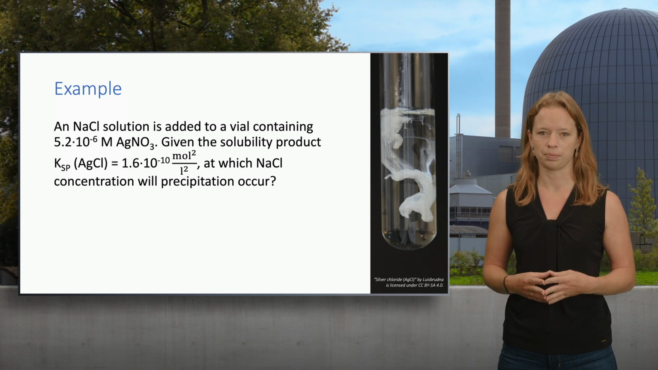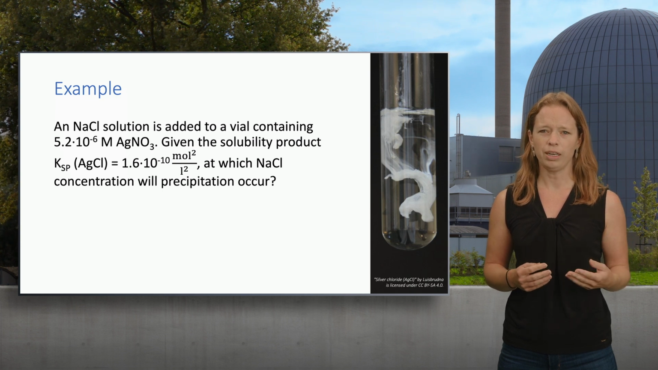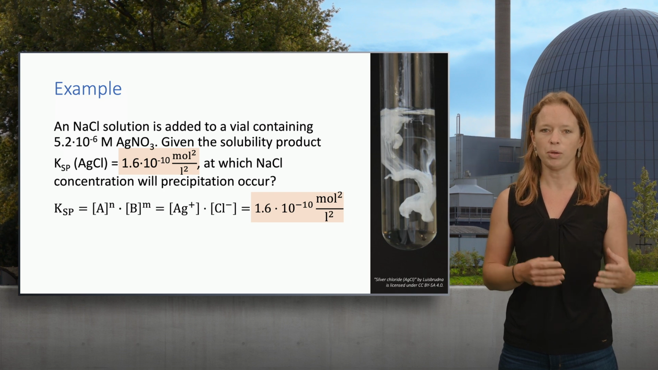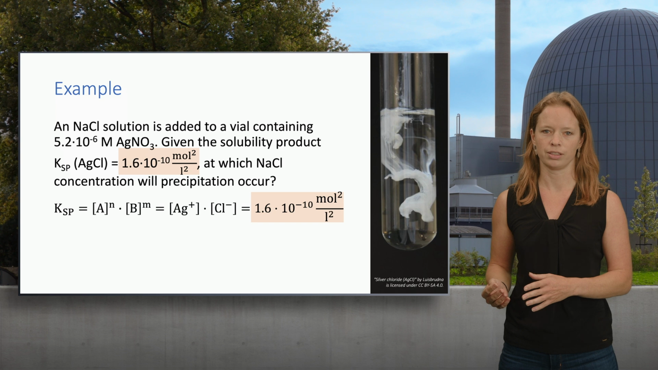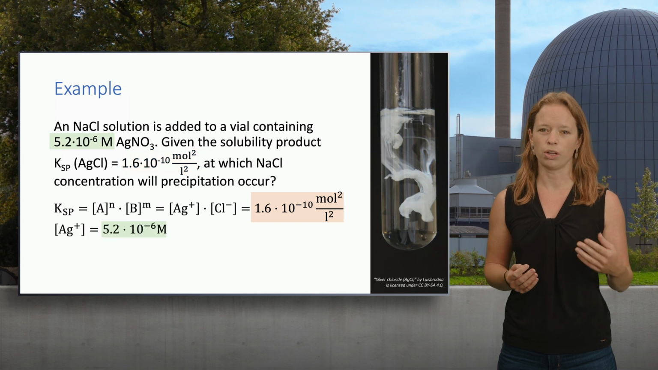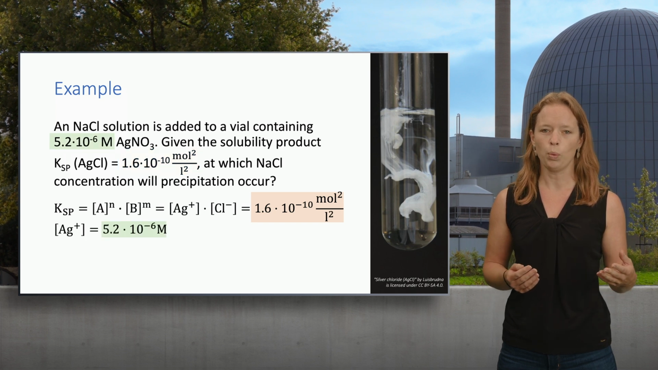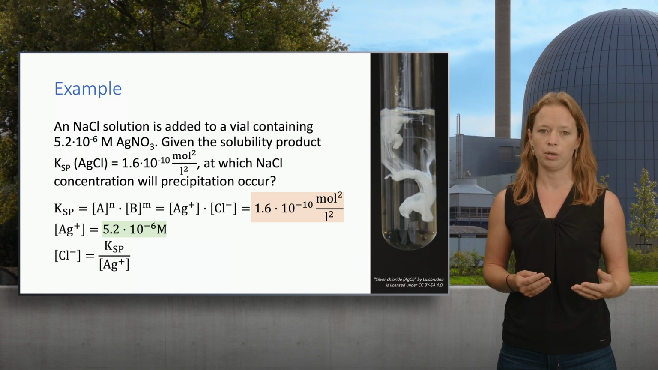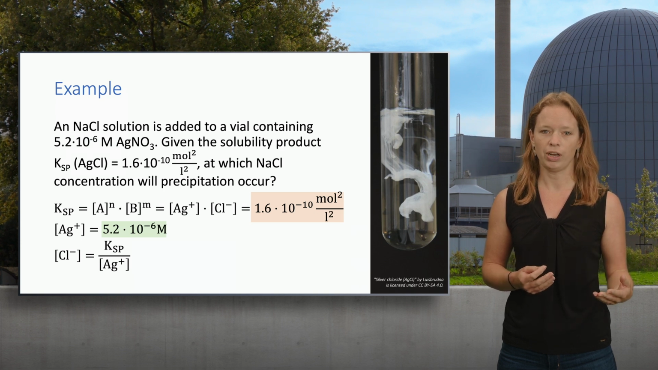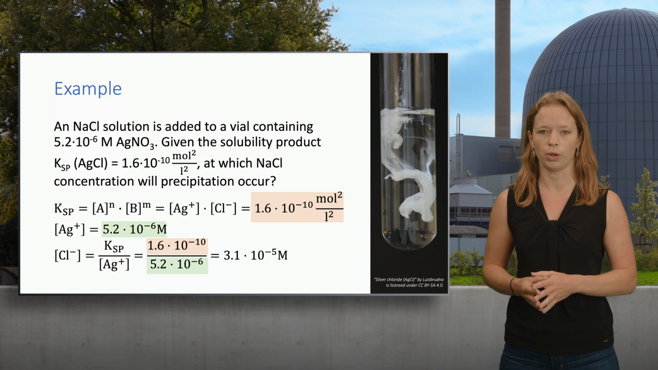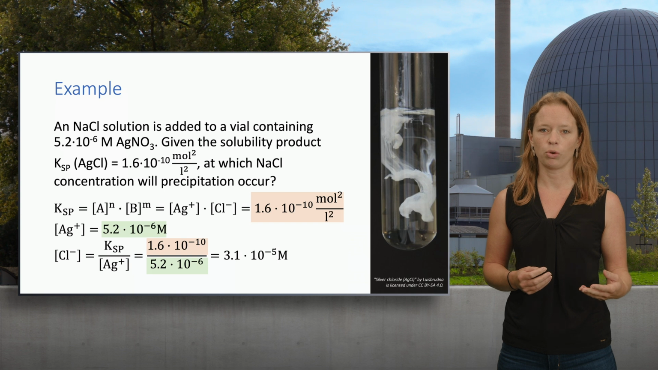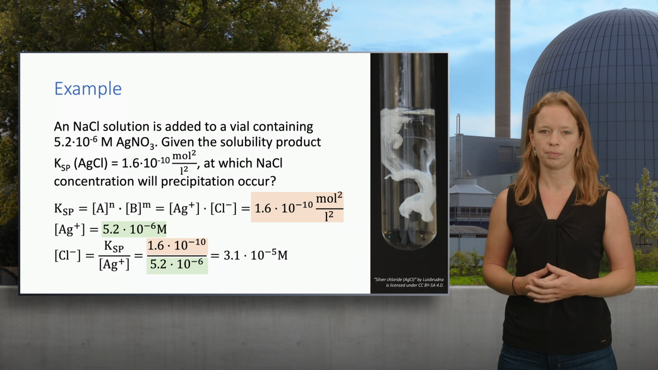The solubility product that was given equals the concentration of the silver ions times the concentration of the chloride ions. And since we know the concentration of silver ions, we can calculate the concentration of chloride ions by dividing the solubility product by the concentration of silver ions, which equals 3.1 times 10 to the negative 5 molar, which is telling you how much sodium chloride you would need to add here.